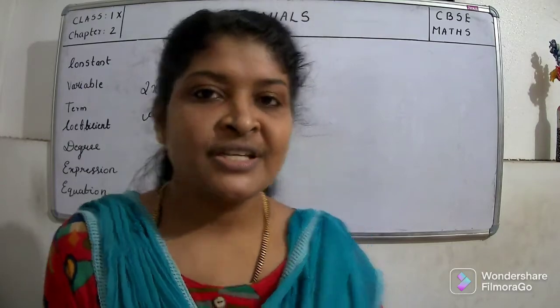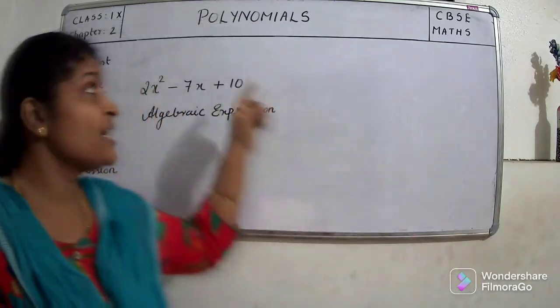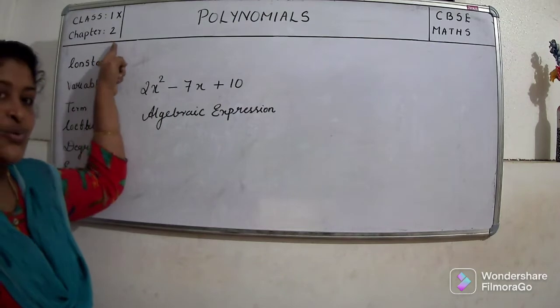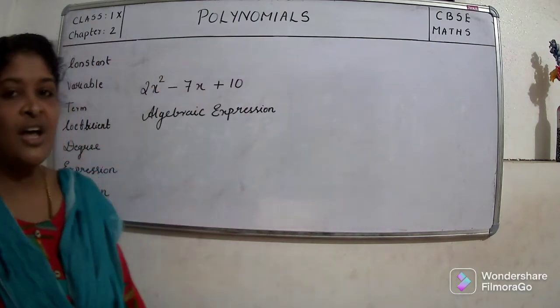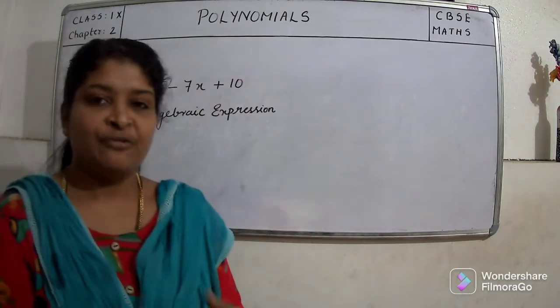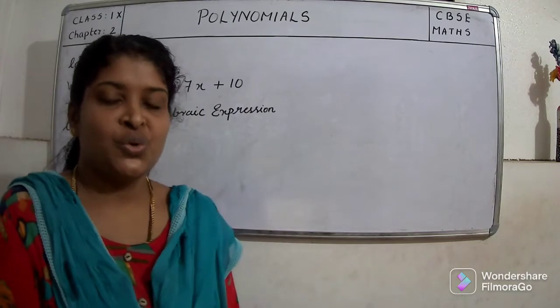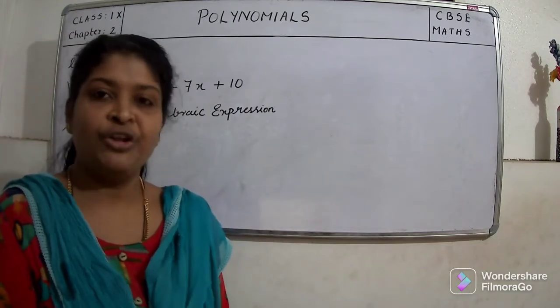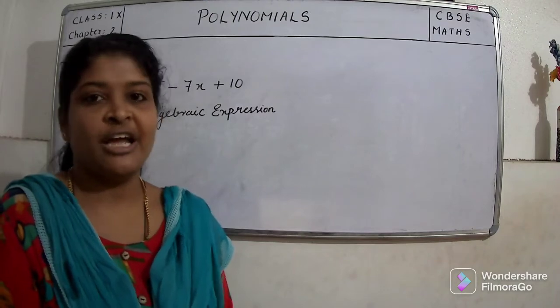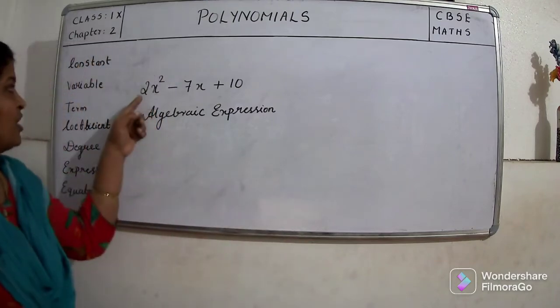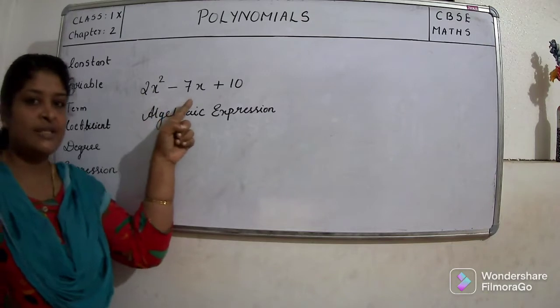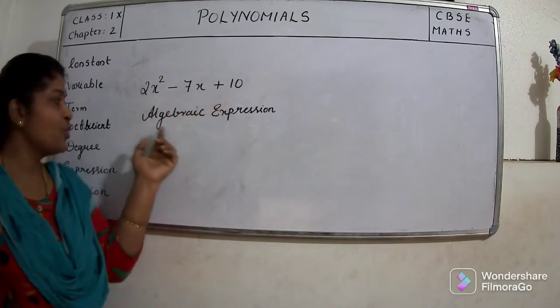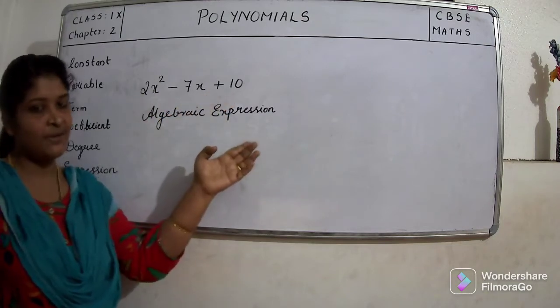Today's topic is CBSE Maths Class 9, Chapter 2, Polynomials. Before starting the chapter, let us recall what we studied last year. So, 2x square minus 7x plus 10. We know this is an algebraic expression.